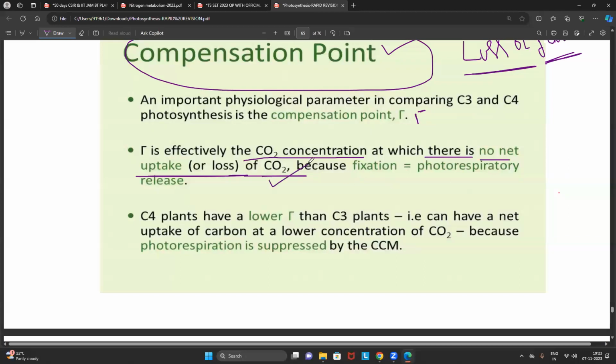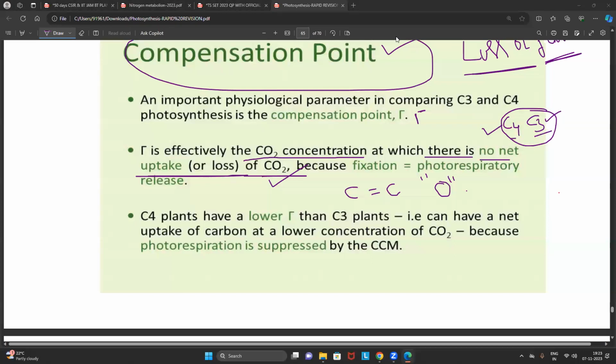That is exactly what we call the compensation point. In simple words, friends, the rate of carbon fixation equals the rate of carbon loss. That is what we simply call the compensation point, so the net is 0. Every one of you quickly answer my question. If you take a C4 plant and a C3 plant, which plant will be more effective in fixing the carbon?